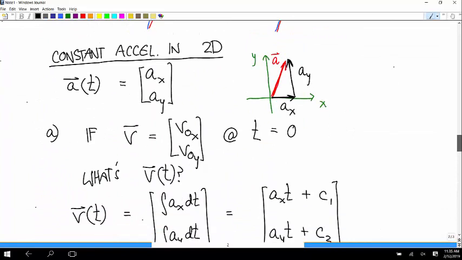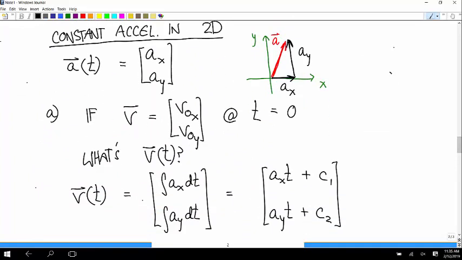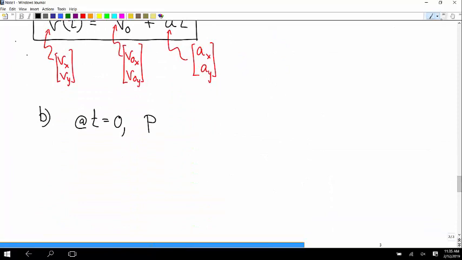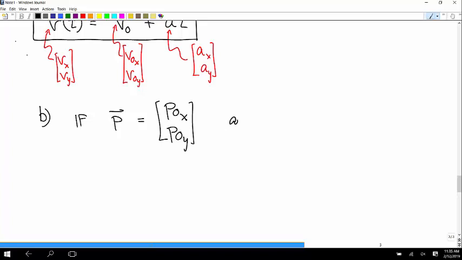How did I do this before? So if V is equal to this at time equals 0, okay. So if the position is equal to P0x, P0y, at time equals 0. Now we want to calculate the position vector as a function of time.